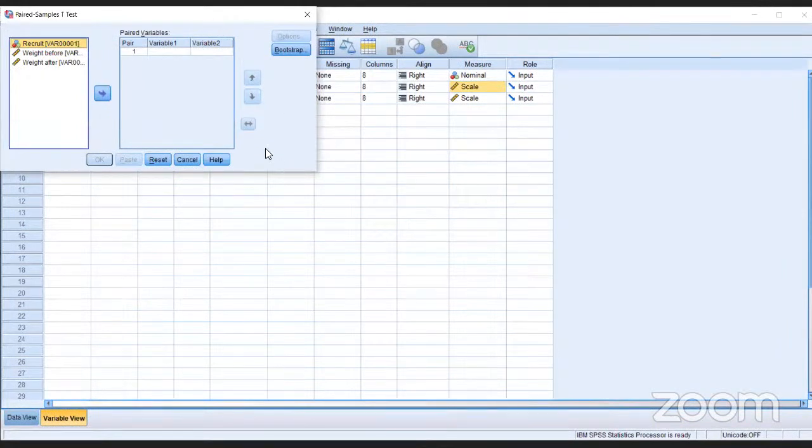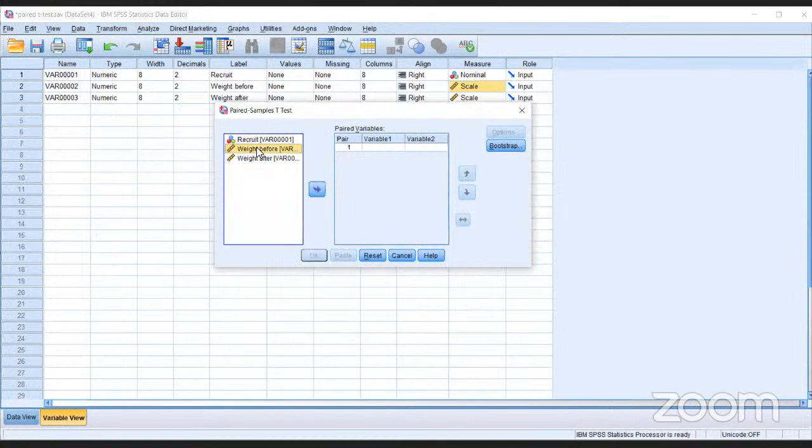Okay, so we don't require this one. We require only the paired samples. In variable 1 we need to insert this one, in variable 2 we need to insert this one. Are you able to see how it came? Weight before is coming here as variable 1, and weight after is coming in variable 2. This is one pair, we are comparing both of them.